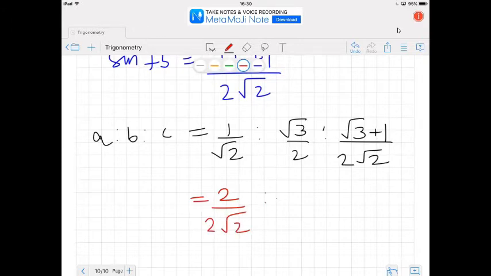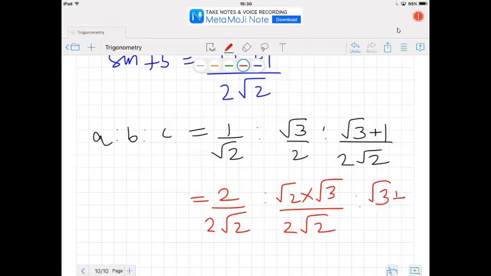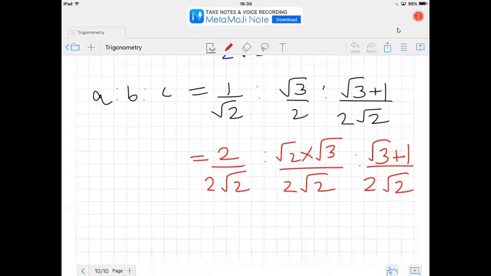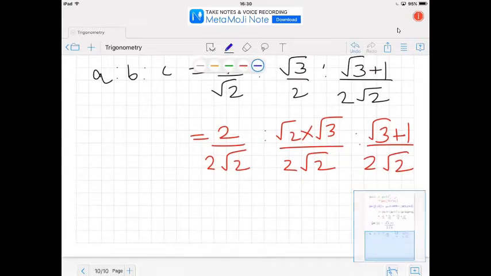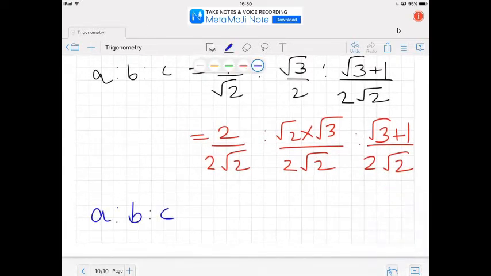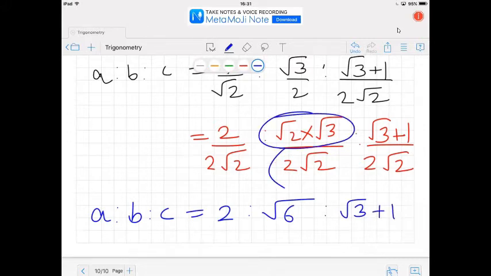I'll multiply root 2 to the second term, and I'll keep the third term as it is. So you see now I have a common LCM here. So now I can finally say that the ratios of A is to B is to C are 2 is to root 6 is to root 3 plus 1. So root 2 into root 3 is basically what? Root 6. So I've written root 6 here. So these are the ratios of the sides of the triangle ABC.